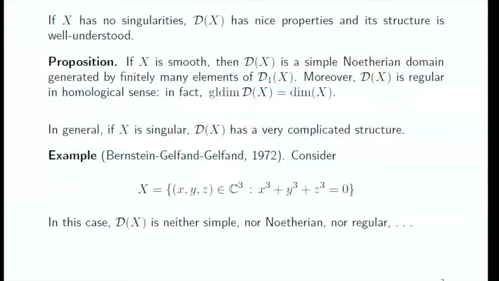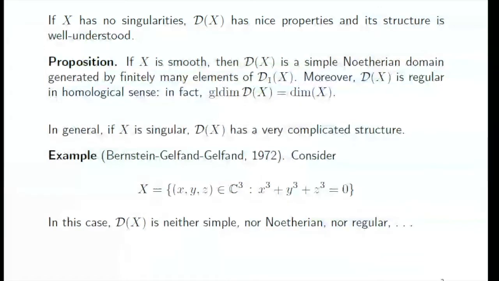It is not simple, it is not Noetherian. In fact, it has an infinite chain of two-sided ideals. It is far from being regular, so its homological dimension is infinite, and so it is a very wild ring.